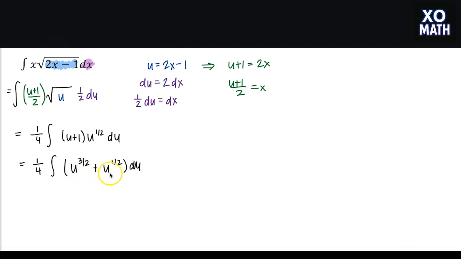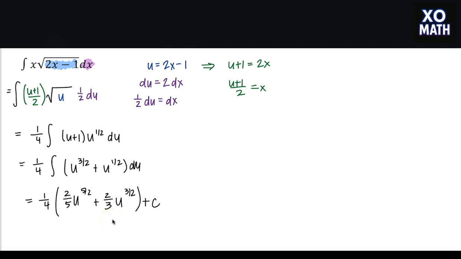Now let's find the antiderivative of each term. So I'll have this 1/4 here on the outside of u to the 5/2, if I add 1 to 3/2, times the reciprocal 2/5, plus u to the 3/2, if I add 1 to 1/2, times 2/3, and then plus c.